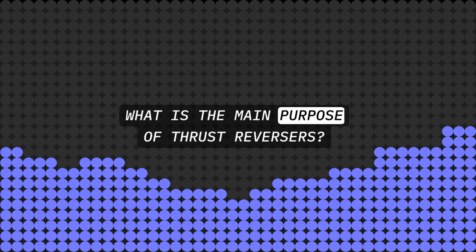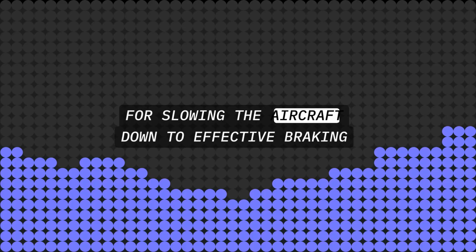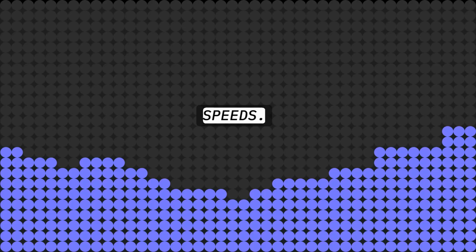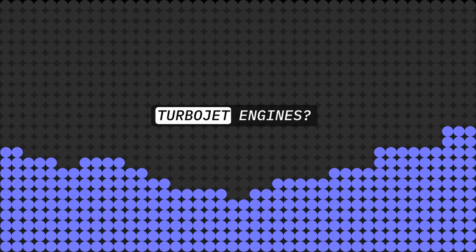What is the main purpose of thrust reversers? For slowing the aircraft down to effective braking speeds. What are the advantages of turbofan engines over turbojet engines?